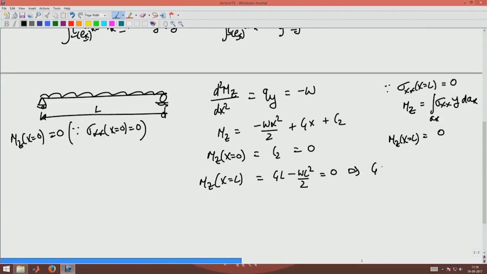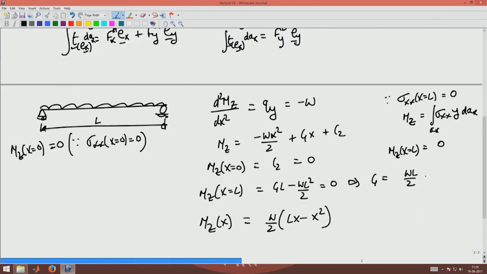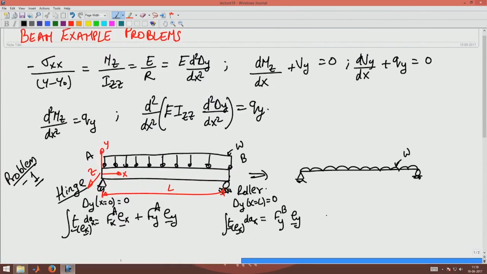From here I get C1 to be WL by 2. Hence, the moment Mz as a function of x is given by W by 2 into (Lx minus x square). Now, from the governing equations again, once I know my moment, I can estimate the shear force Vy from this equation, which I will do next.